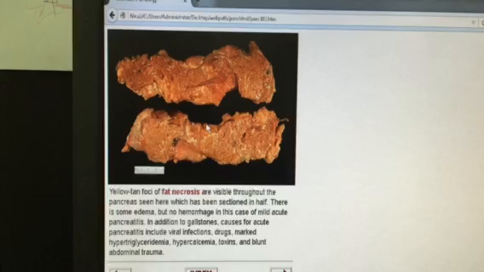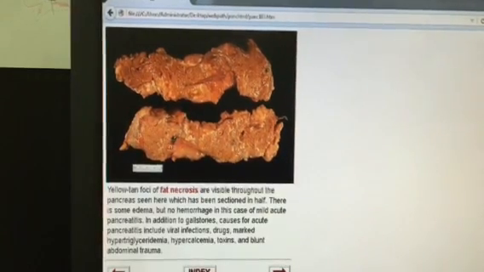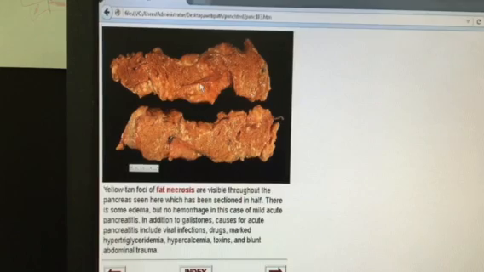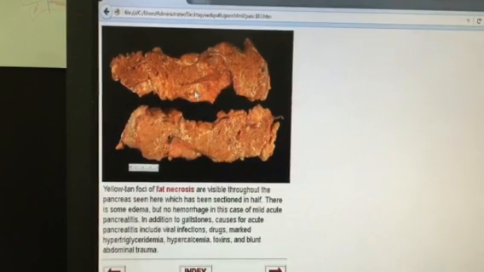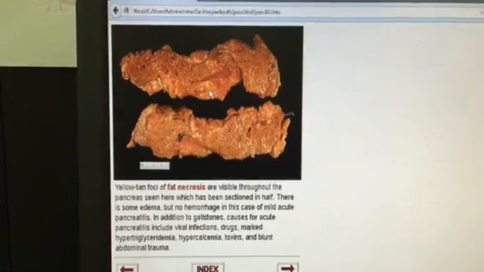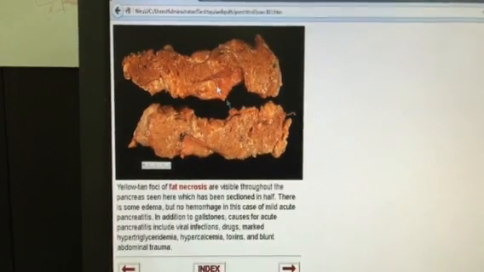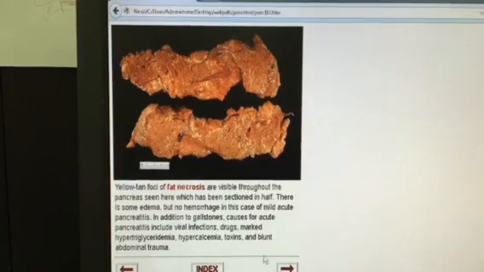Again. Acute pancreatitis can be due to viral infection, but it could also be due to drugs, hypertriglyceridemia, hypercalcemia, toxin, or blunt abdominal trauma.